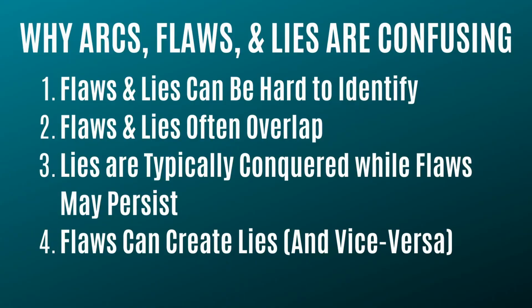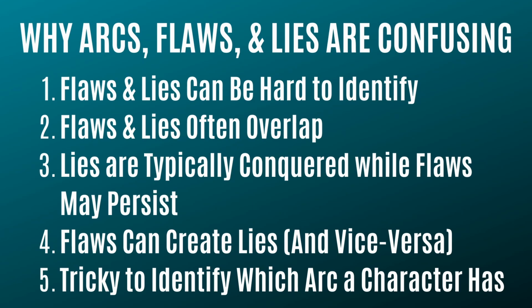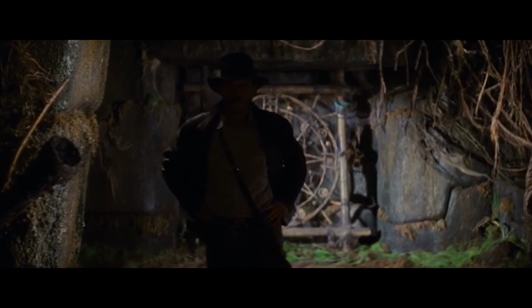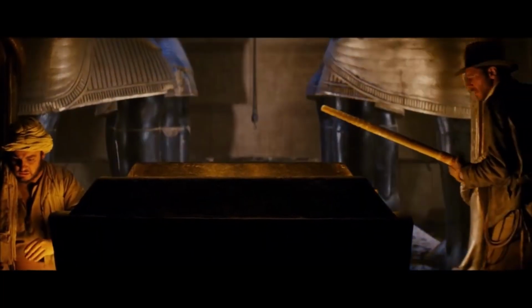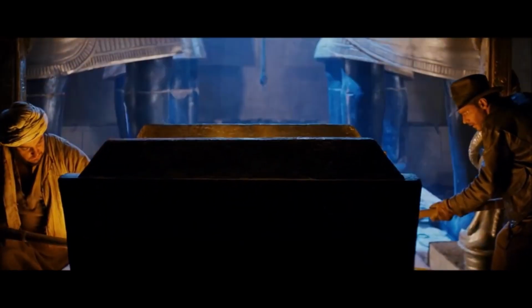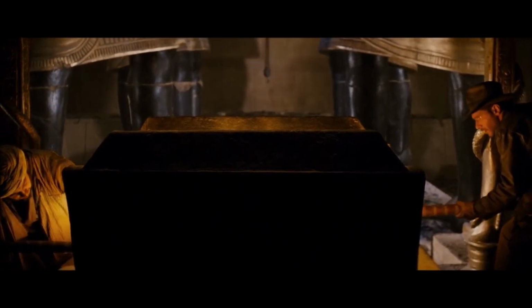Finally, the fifth reason for confusion is that it can be tricky to identify which type of arc a character has. Sometimes it's hard to determine whether a character has a positive change arc, a flat arc, a negative arc, or no arc at all. This debate pops up a lot when people discuss Indiana Jones. Some argue that he has a positive change arc because he learns to believe in the supernatural or because he learns to value Marion more than ancient artifacts. Others argue that he has a flat arc. They say that he spends the entire movie holding the belief that artifacts should be studied and understood rather than used as weapons. Then you have people who argue that Indy has no arc at all, that there's no belief at stake, that he's just an adventurer seeking treasure and fighting Nazis.